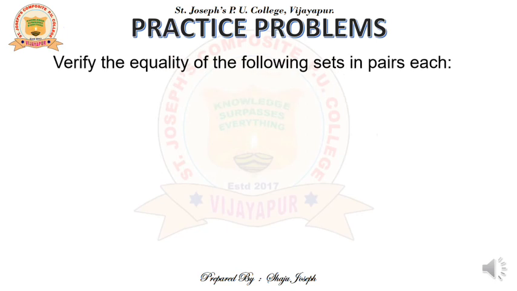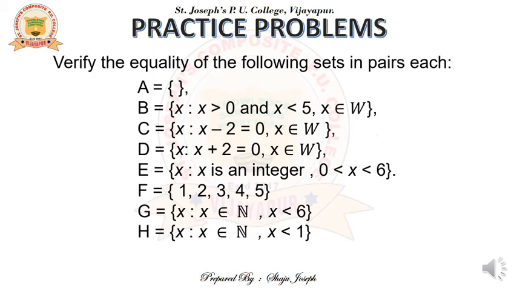A few practice problems I am giving you here. Verify the equality of the following sets in pairs each. So first let us have a look at the sets. A is a null set, B is a set which contains elements between 0 and 5, and they should be purely whole numbers. Think and write the roster method. See, we have done enough examples in roster methods. I hope you can write all these sets in the roster method, the representation in roster method, you know.